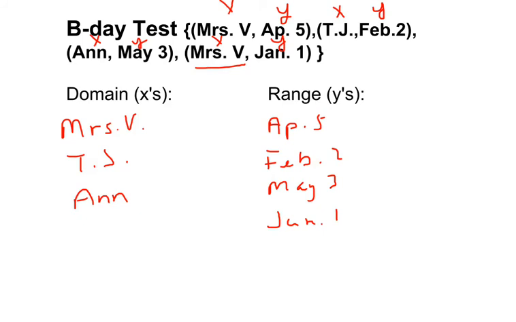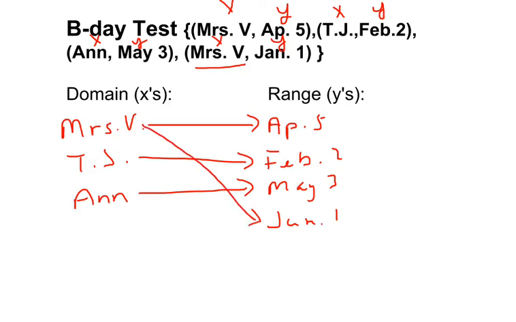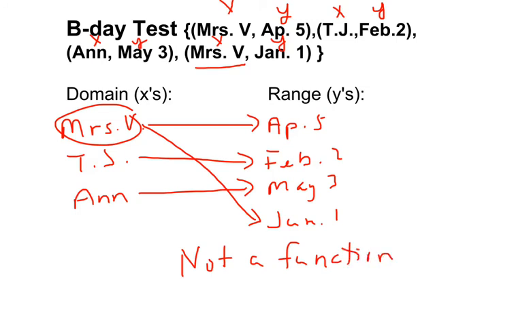Let's use the ordered pairs to map this. Mrs. Valentine goes to April 5th, TJ goes to February 2nd, Ann goes to May 3rd, and then Mrs. Valentine goes to January 1st. Okay, wait a minute. I have two birthdays. That's impossible. What's really happening there is this X value, me, is being matched with two different Y values, and that can't happen in a function. So this is not a function. Okay, let's try another one.